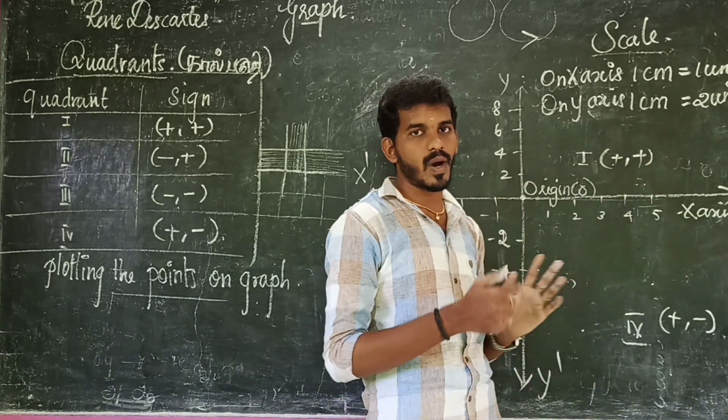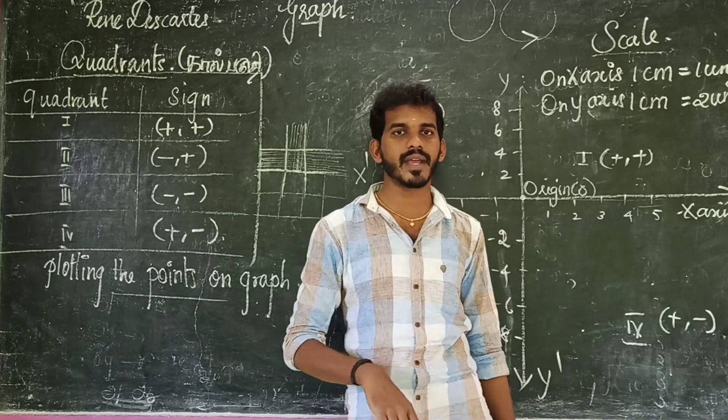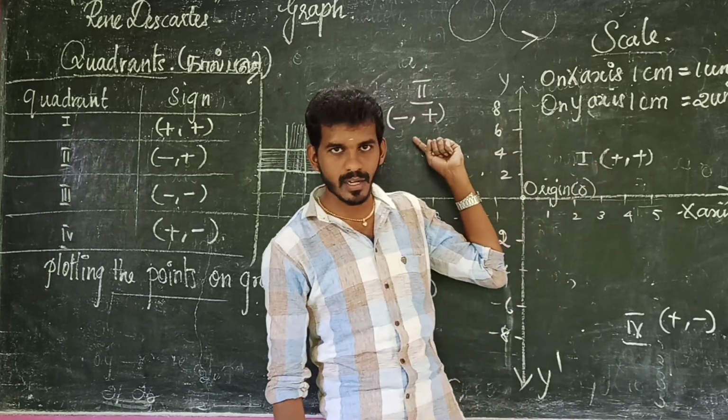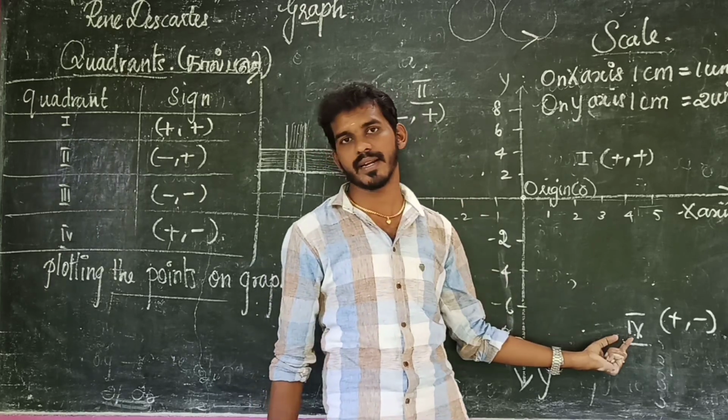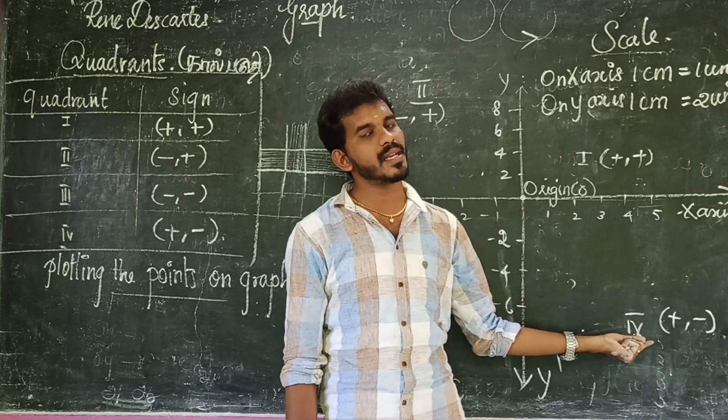Now quadrants. Totally, how many quadrants are in a graph sheet? We have four quadrants in a graph sheet. This is the first quadrant, second quadrant, third quadrant, fourth quadrant. This is plus comma plus, minus comma plus, minus comma minus, plus comma minus.